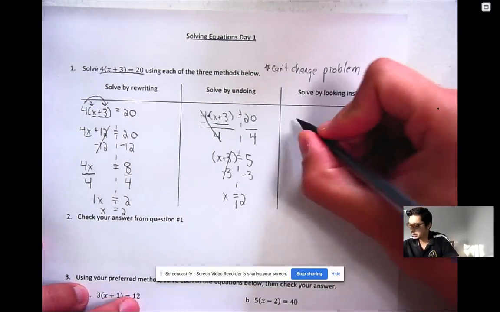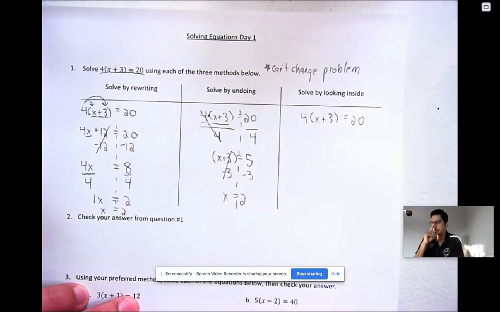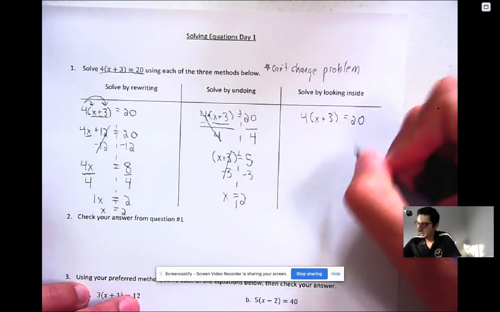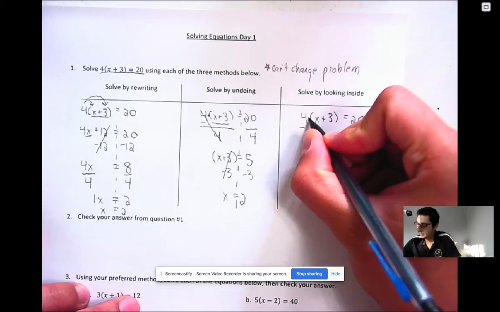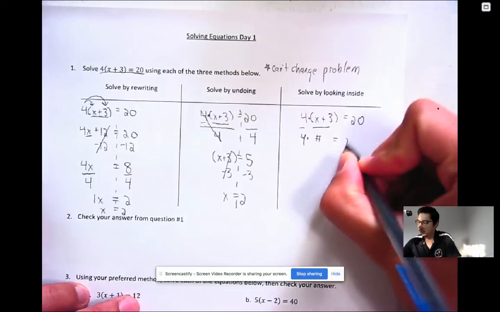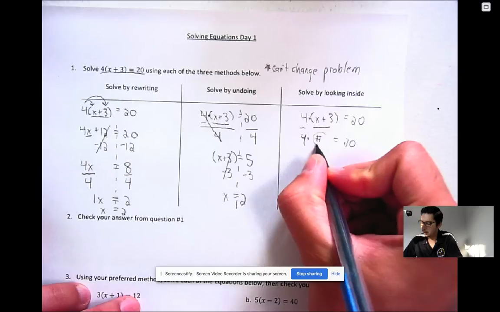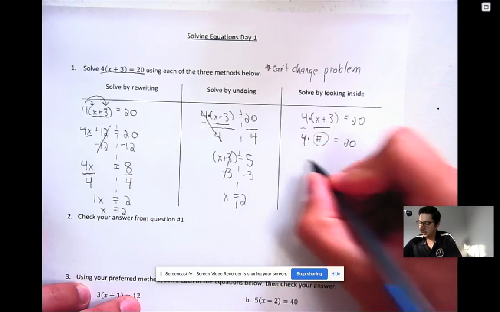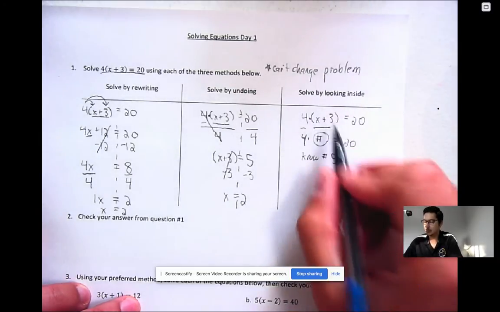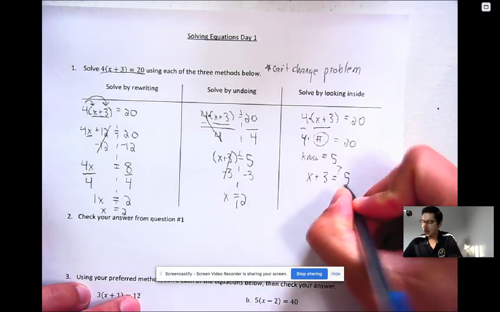And the last method you could solve problems by, 4 times x plus 3 equals 20, is solved by looking inside. Now this one is really more of a conceptual, like looking at the whole problem. So this is saying 4 times some number. So 4 times some number has to equal 20. Well, notice, what do we know this number needs to be? If 4 times that number equals 20, well, we know that that has to be 5. So all of this, x plus 3 has to equal 5. So what number plus 3 equals 5?